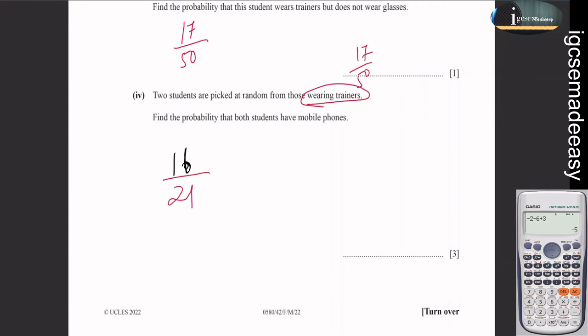This is one of the students which we picked, but we have to pick one more student. So if I pick one student out of 21, then for the second, one student is already picked, so now only 20 are left. Before, 16 were there, now 15 will be there. If I use the calculator to multiply 16 by 21 times 15 by 20, we'll get the answer 4 by 7, or 0.5 repeated decimals, so we'll write 4 by 7 as the probability.